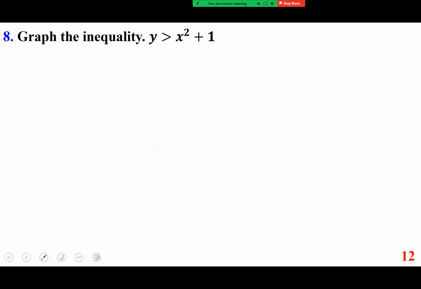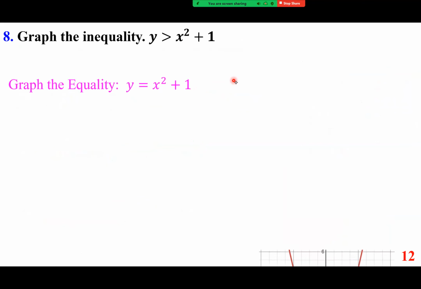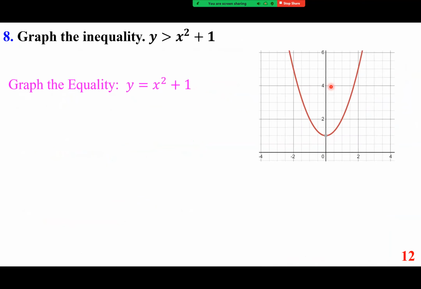We do something similar to that. We graph the equality of y equals x squared plus 1. As you know, y equals x squared is a parabola. X squared plus 1 shifts up by 1. So this is the graph. And all you have to do, pick up a test point somewhere inside, somewhere outside. You can pick 0, 0. You can pick 0, 2, but clearly not on the graph. By the way, because this has the equality, you have to go with a dashed curve. The curve itself is not part of the solution.